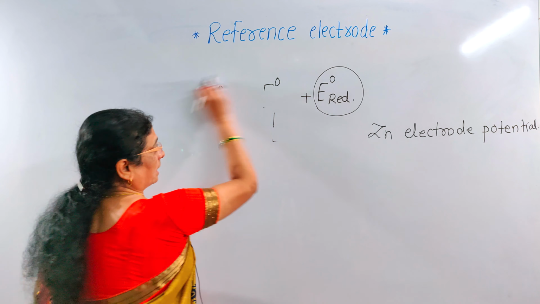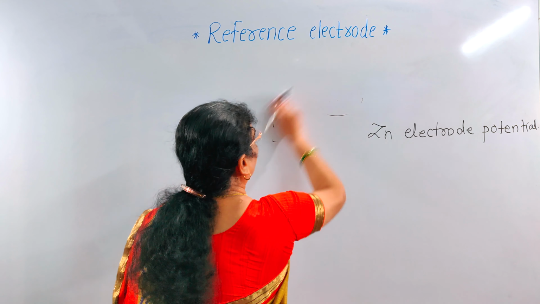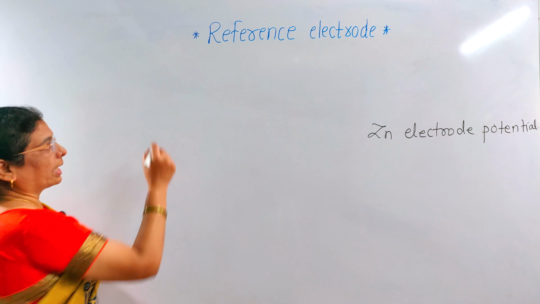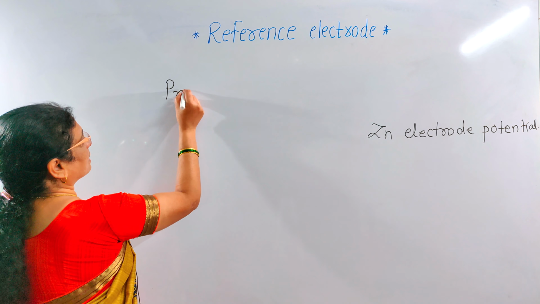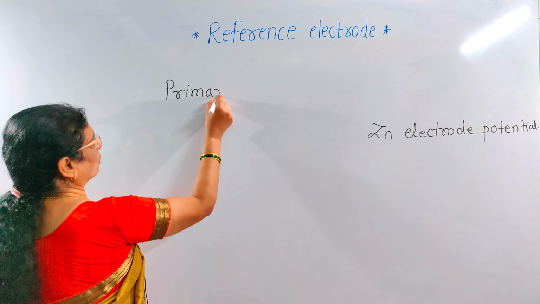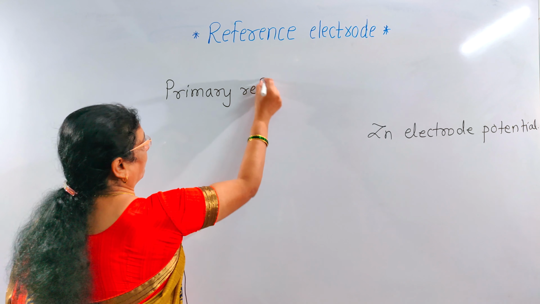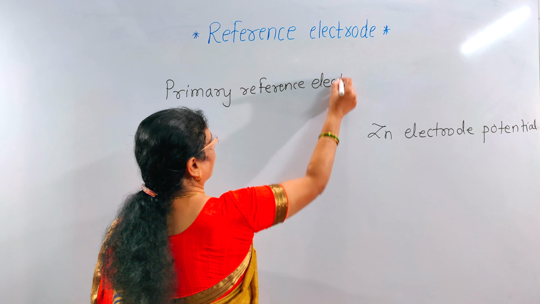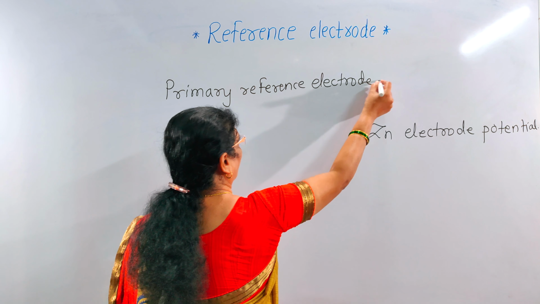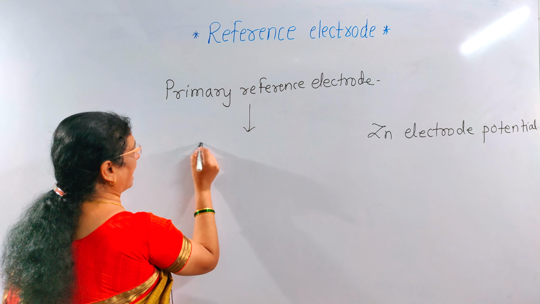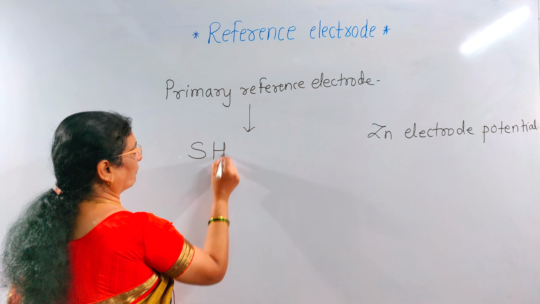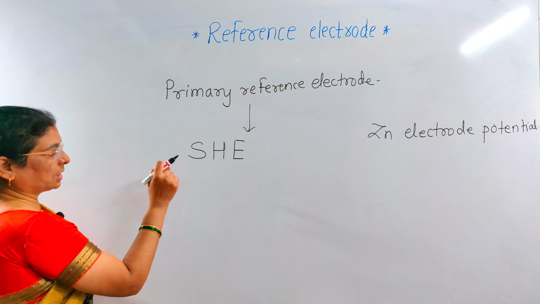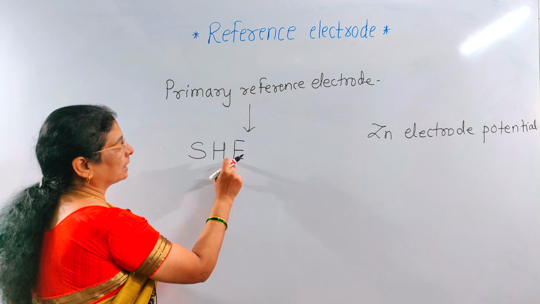Now chemists use the standard hydrogen gas electrode as a reference electrode, and that electrode is called the primary reference electrode. The primary reference electrode is only one, and that electrode is the standard hydrogen electrode, which is represented by SHE, that is, standard hydrogen electrode.